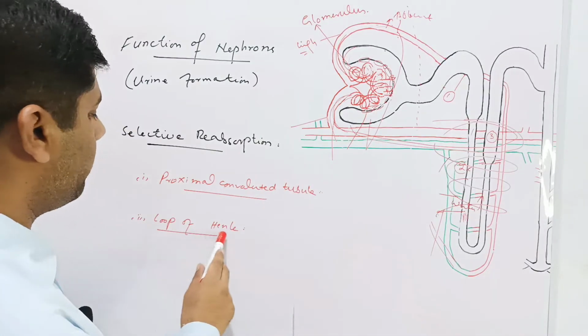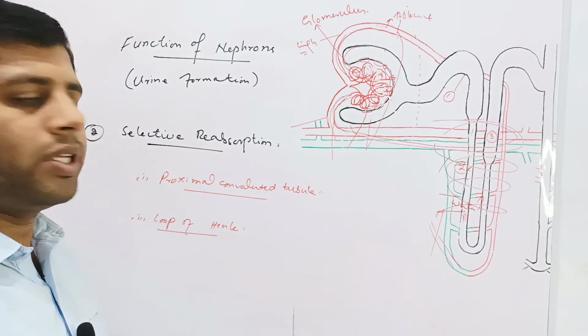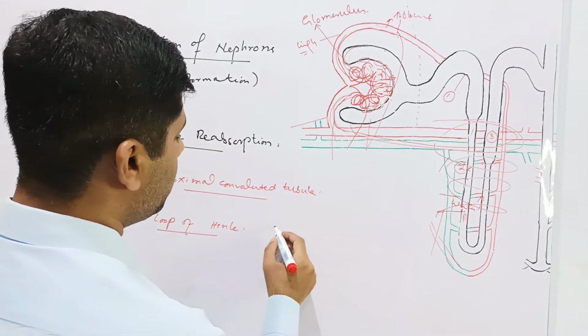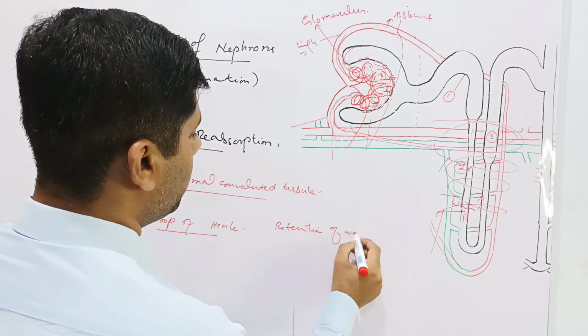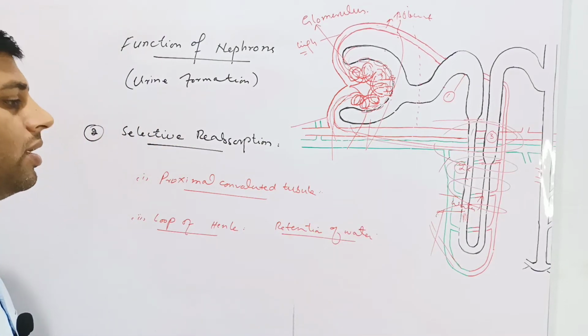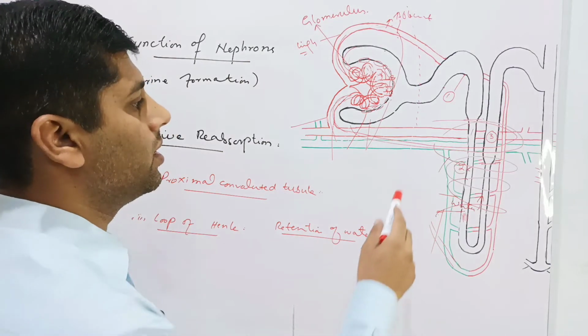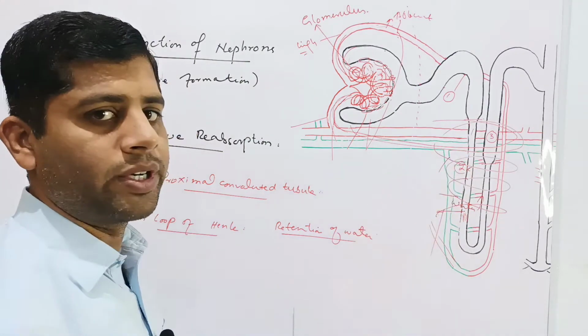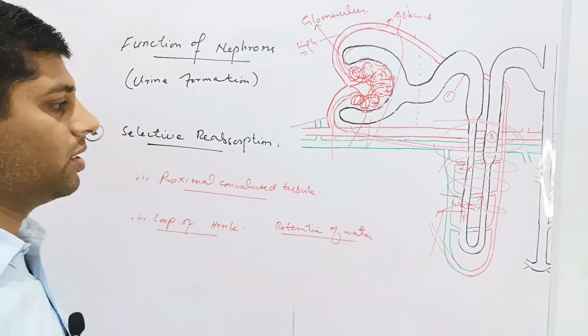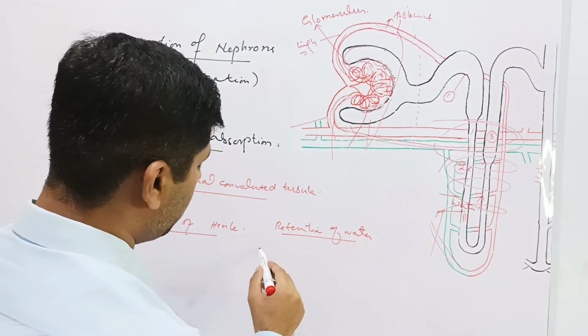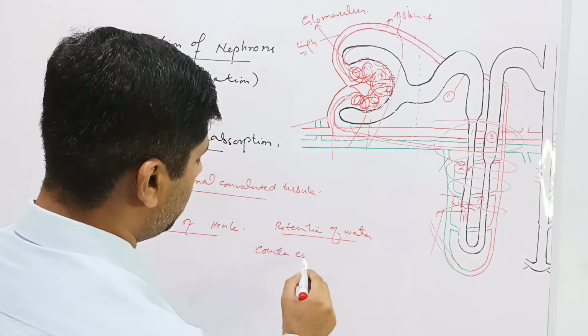Second segment is loop of Henle. Loop of Henle is specialized in retention of water. When the body is in need of water or when excess amount of water is excreted in the glomerular filtrate, the water is retained and reabsorbed through this loop of Henle. Water is reabsorbed by counter current multiplier system.